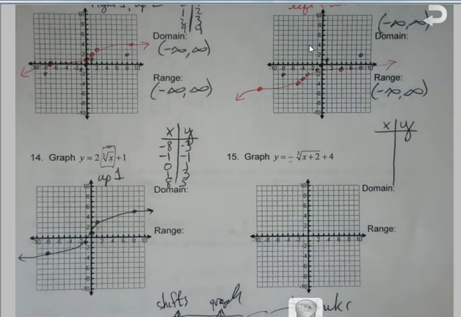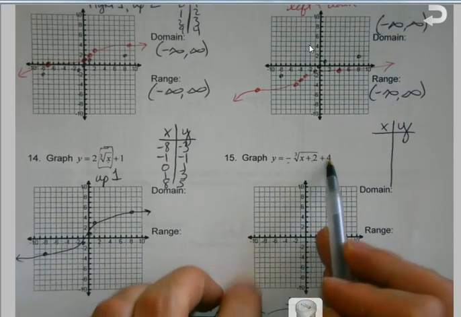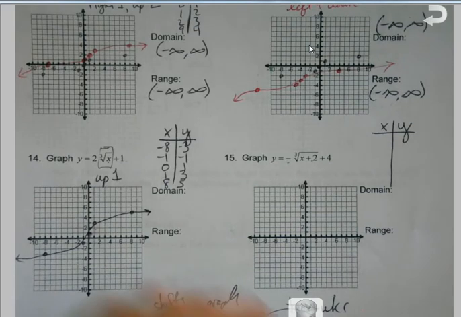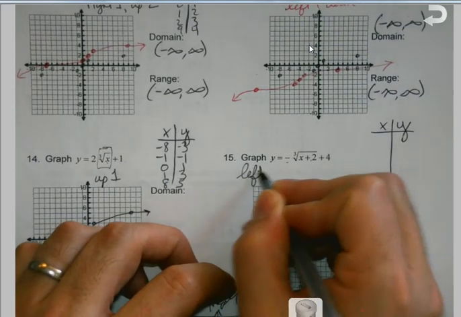So here comes the complexity. What are my shifts? We'll do that first, then we'll talk. Left 2 and up 4. Okay.